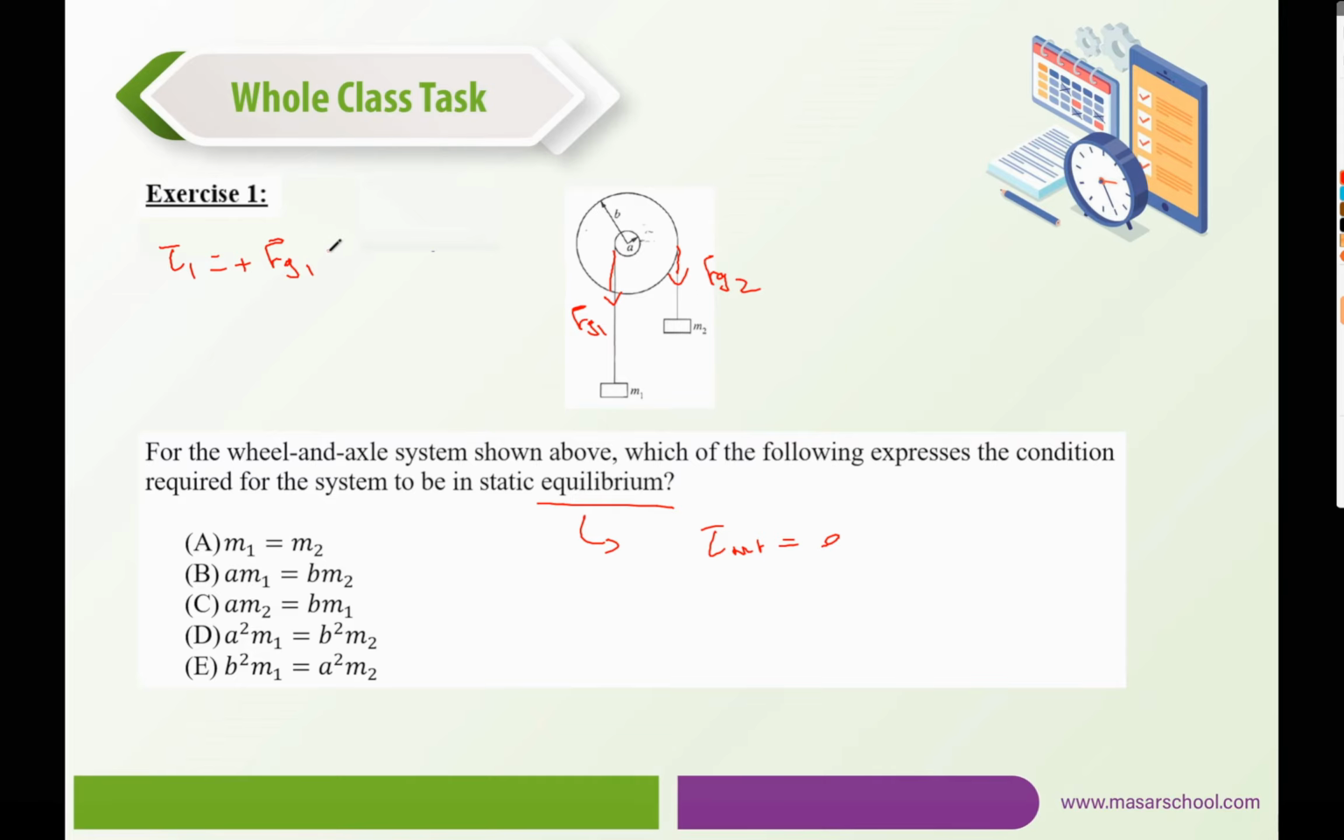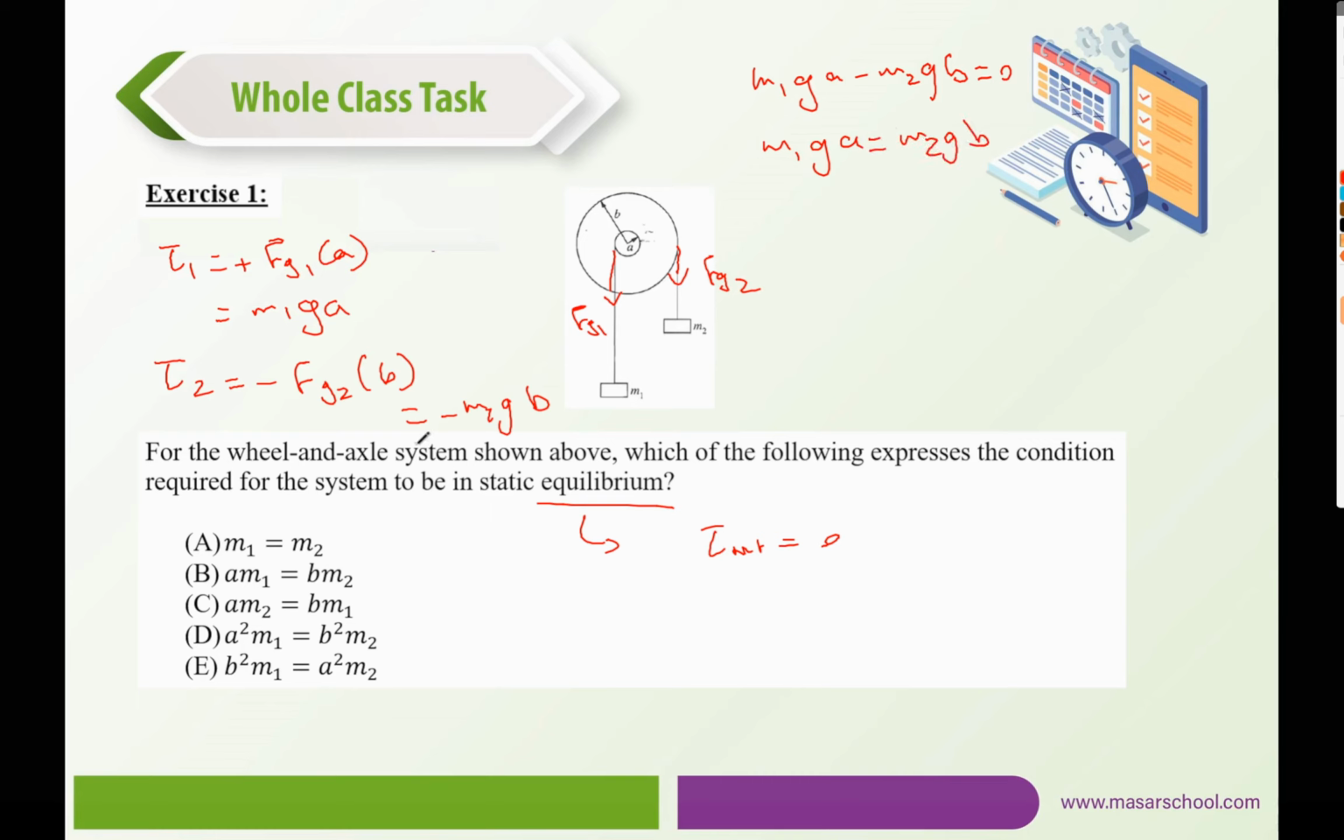Fg1 multiplied by the distance d from the point of application of the force to the pivot, which is A. Now Fg1 would be m1 multiplied by g multiplied by A, and for the torque produced by the pull of gravity 2, that will cause the system to rotate in this direction, which is negative, minus Fg2 multiplied by the outer radius, which is B, and that would be minus m2g multiplied by B. Now here, either we say tau1 plus tau2 is equal to 0, which means m1gA minus m2gB equals 0, which means m1gA is equal to m2gB, or similarly we can say that torques trying to rotate the system to the left should balance the torques trying to rotate the system to the right, which means m1gA is equal to m2gB.